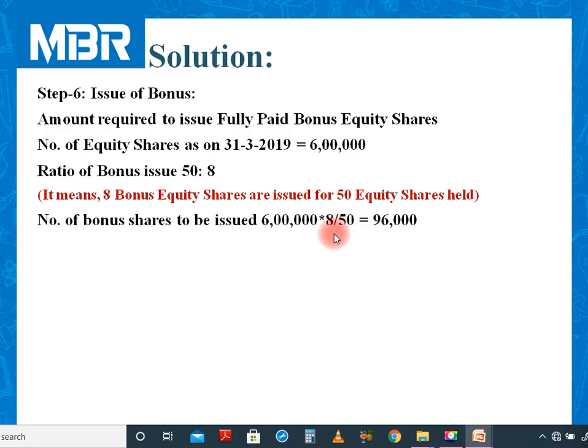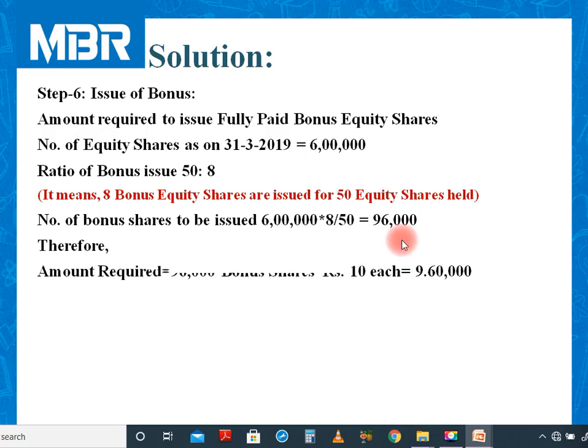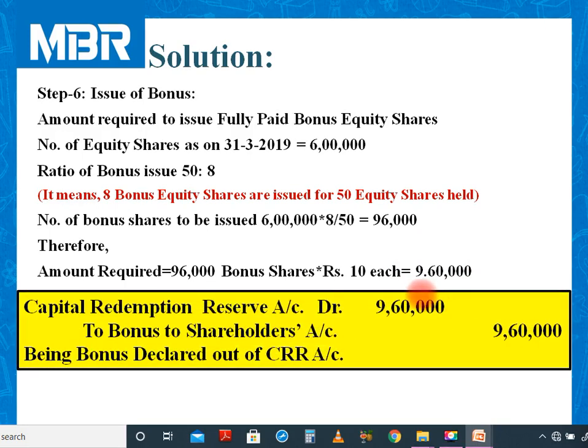So in this way, if you apply your calculation, the number of equity shares comes to 96,000. Face value of the share is rupees 10. So 96,000 bonus shares multiplied by rupees 10 each equals rupees 9,60,000. We are in need of rupees 9,60,000 for the purpose of bonus issue. We have enough amount in our CRR, so simply pass the entry.